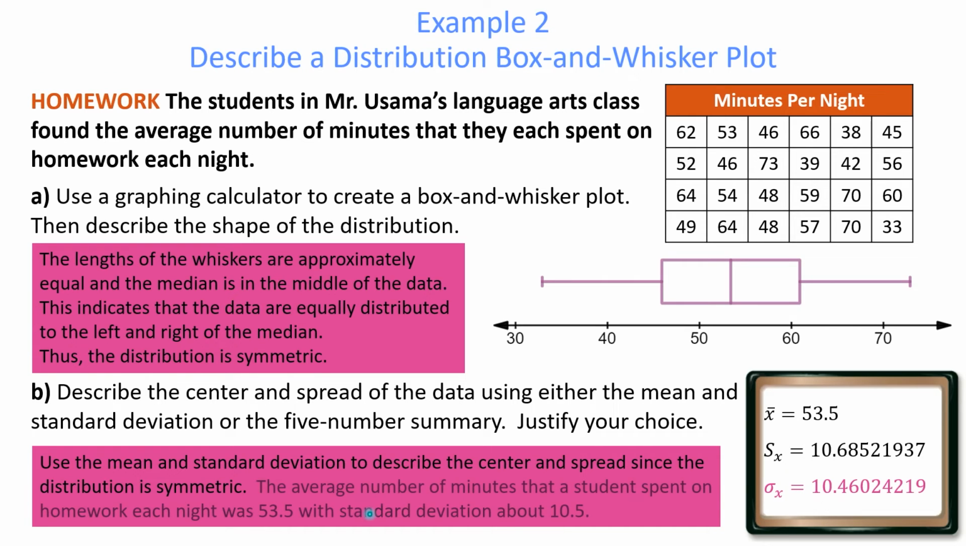So now we can say that the average number of minutes that a student spent on homework each night was 53.5, which we can see here, with standard deviation about 10.5. So we've rounded this value of the standard deviation to one decimal place to give us 10.5.